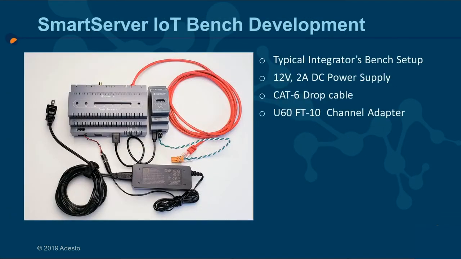So here we have our minimum benchtop setup for development. We have our SmartServer IoT powered with a 12-volt power supply, a U60 channel adapter attached, and a Category 6 Ethernet drop cable connected to the ETH0 LAN connection of the SmartServer IoT.